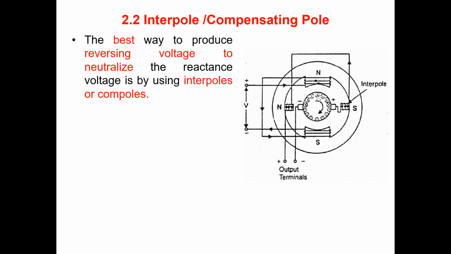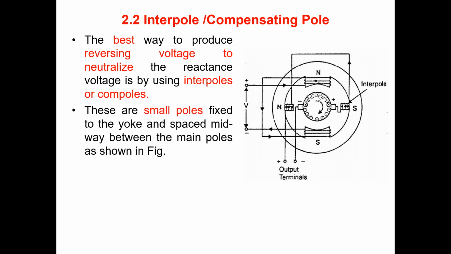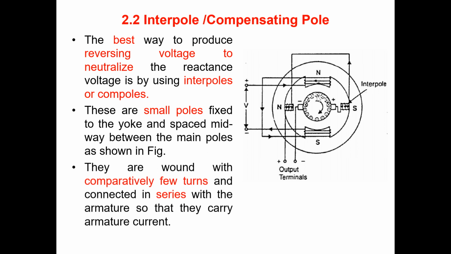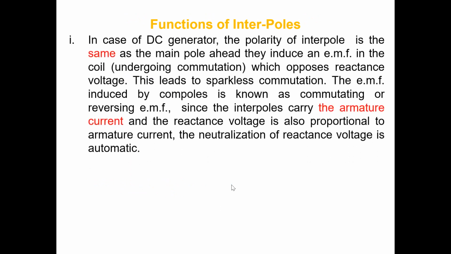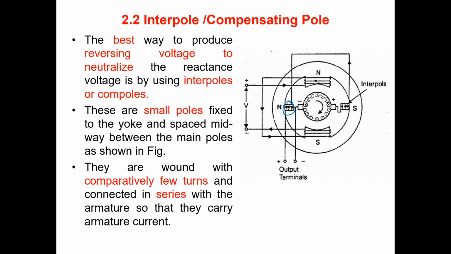The best way to produce the reversing voltage to neutralize the reaction voltage is using interpole. These are small poles fixed on the yoke, as I earlier discussed. They would be comparatively few turns, that means it has fewer turns as compared to main pole, and connected in series with armature winding, as I earlier discussed, to carry the current. But what will be the function? The function of interpole is that in case of generator, the polarity of interpole is same as that of main pole. See here, same. Here it will be north.